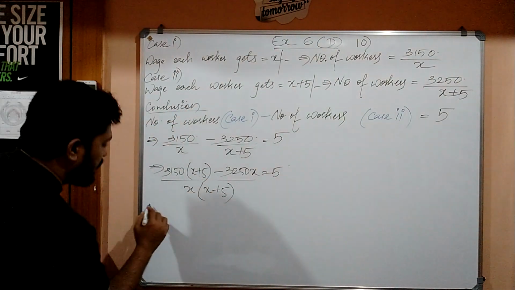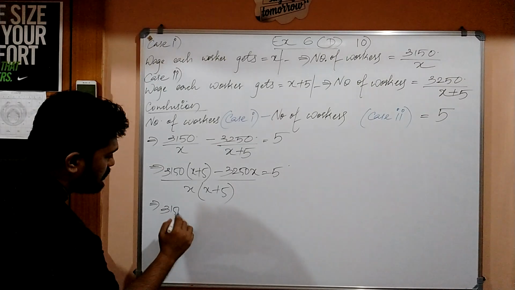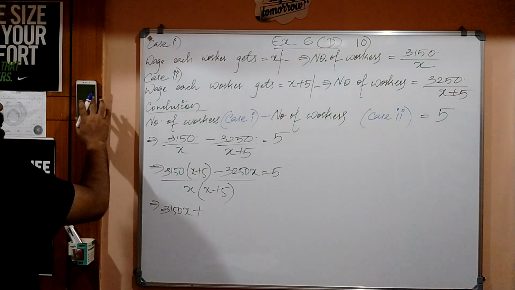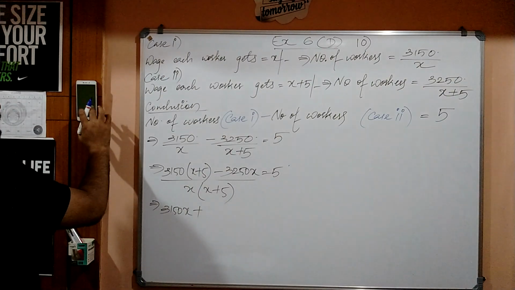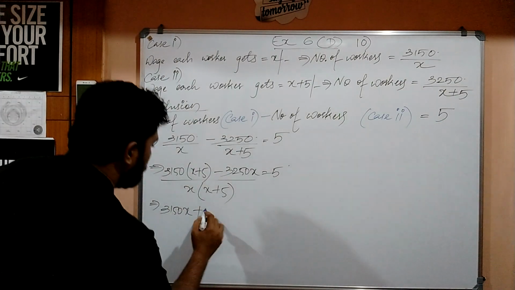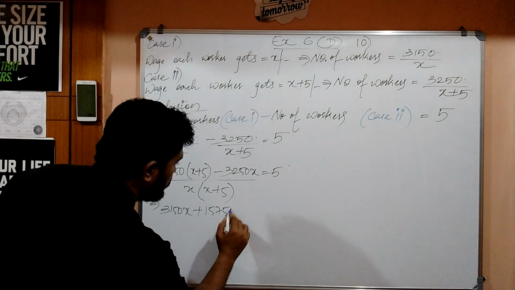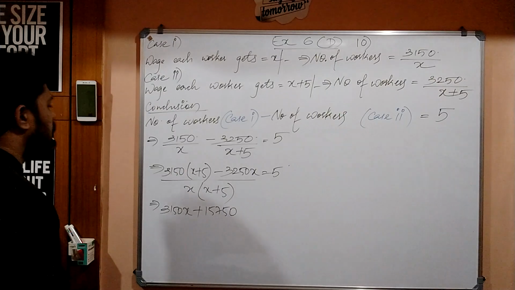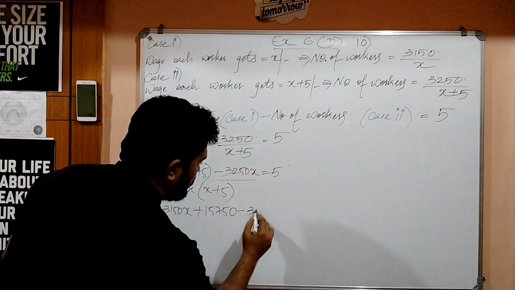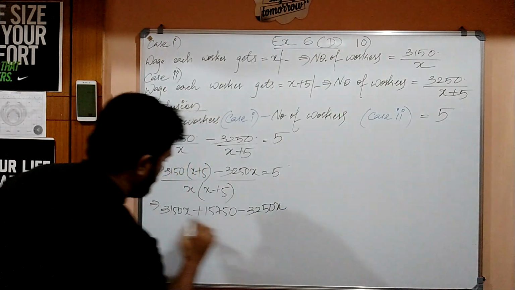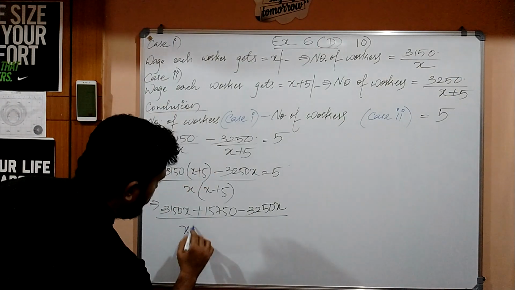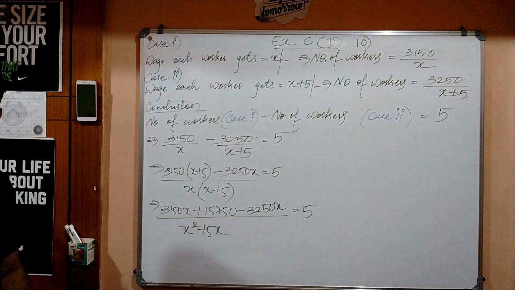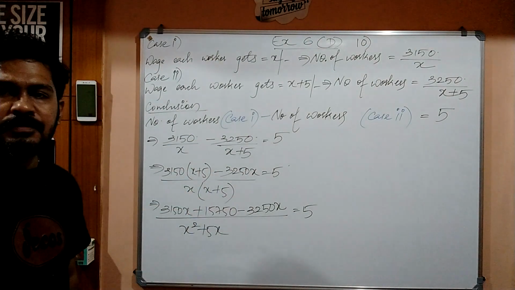Now let us open the bracket. You get 3150x plus, how much is 3150 into 5? 3150 into 5 is 15750, minus 3250x, whole divided by x square plus 5x, which is equal to 5. Children, this part is clear?